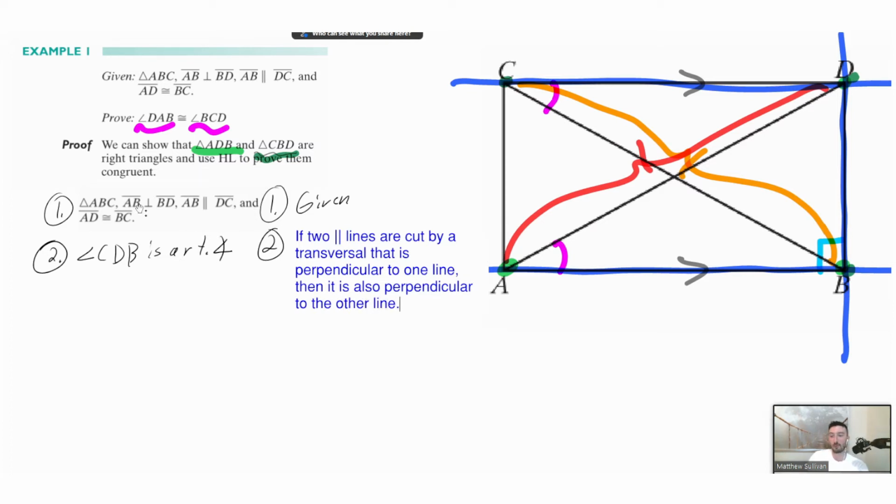Now, what that would get us though is that CDB is a right angle. Well, not immediately. It would get us not that CDB is a right angle, but that CD is perpendicular to BD. Oh, okay. So then once you put that, you would be able to say that CDB is a right angle. Right. And why do we know it's a right angle?